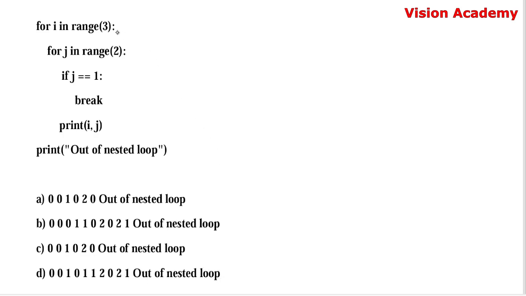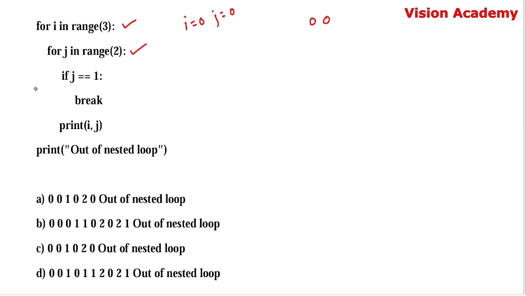Whenever we use a nested looping construct, the first inner for loop will get executed, then the outer for loop will get executed. For the first time, i is equal to 0 and j is also equal to 0. Here we are going to check the condition. What is the value of j now? j is 0. 0 is equal to 1? No. If this condition is false, then the break statement will not get executed. It is going to print the value of both i and j. So here I'm going to write i value is 0 and j value is also 0.